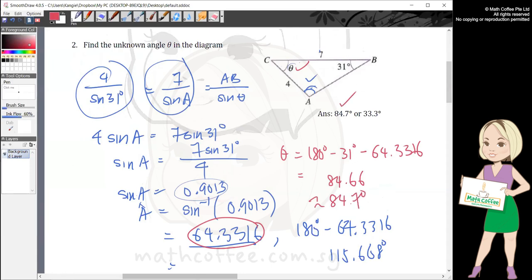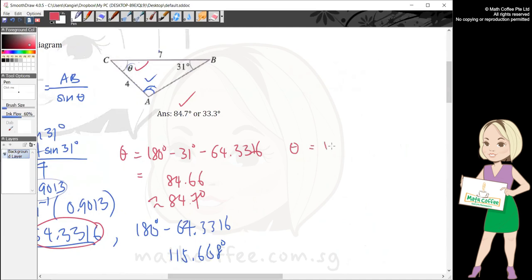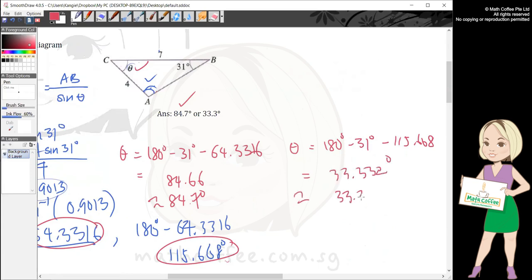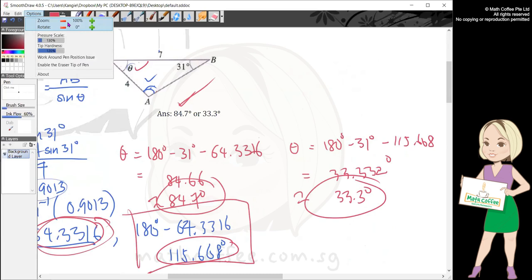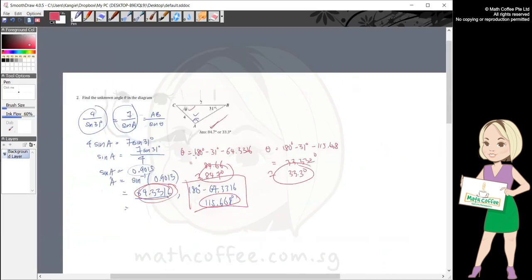Ta-da! Then I have the second one, which is theta equals 180 degrees minus 31 degrees minus this second possible angle A, 115.668. So 180 minus 31 minus 115.668, and you will get 33.332 degrees, rounded off 33.3 degrees. And that's why we have two answers. A lot of students will only have this 84.7 because they only took this one. They forgot about this one, then you lose half the marks. This is for question 2 under the sine rule.